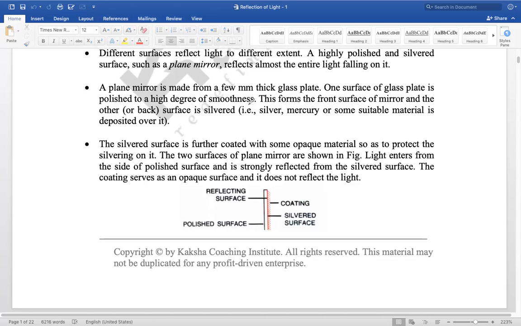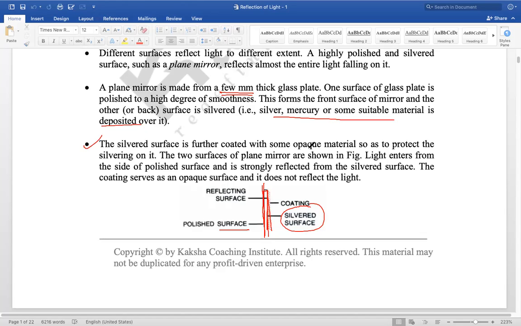It is made by a few thick glass plate, है ना? एक few thick glass plate है ये, जैसे आपको glass plate दिख रहा है, few thick glass plate. One surface of the glass plate is polished to high degree of smoothness. This forms the front surface. तो ये वाला जो surface है इसको highly polished surface है, polished to high. So this forms the front surface of mirror and the other surface is silvered. पीछे वाला जो surface है इसके पीछे एक silver का coating कर देते हैं, basically silvered. Silver or mercury or some suitable material is deposited over it. In that, मतलब एक foil जैसा होता है वो हम लोग उसके ऊपर paste कर देते हैं.